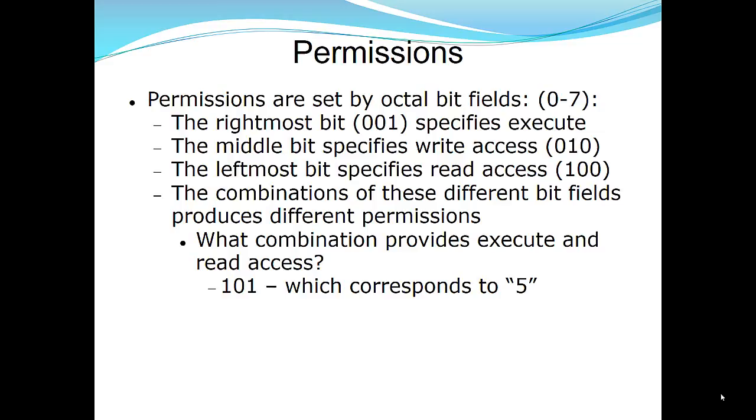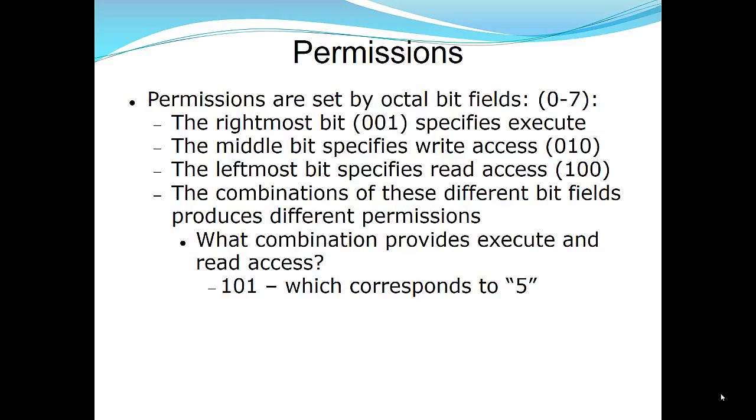So notice that the rightmost bit has a value of 1, and this translates to 1 decimal. The middle bit is 010, which has a decimal value of 2, and the leftmost bit has a decimal value of 4. So these actually combine to values that are 0 through 7.